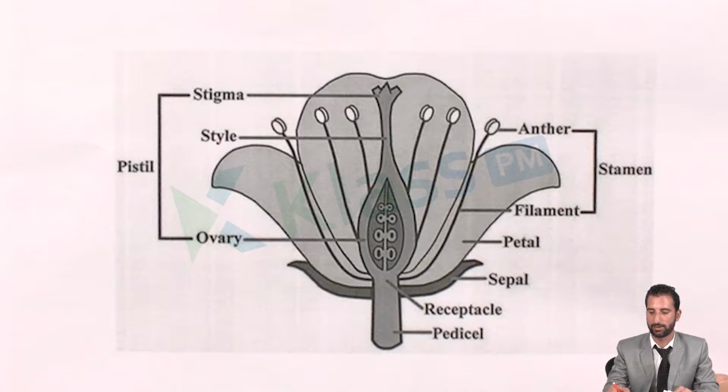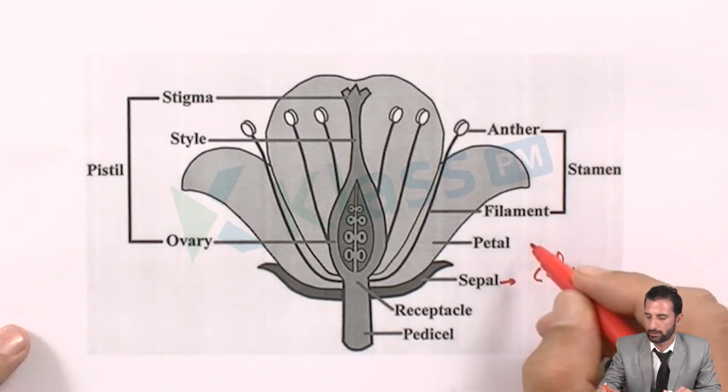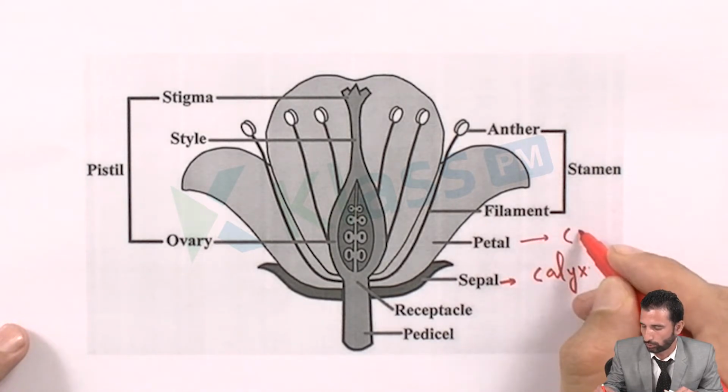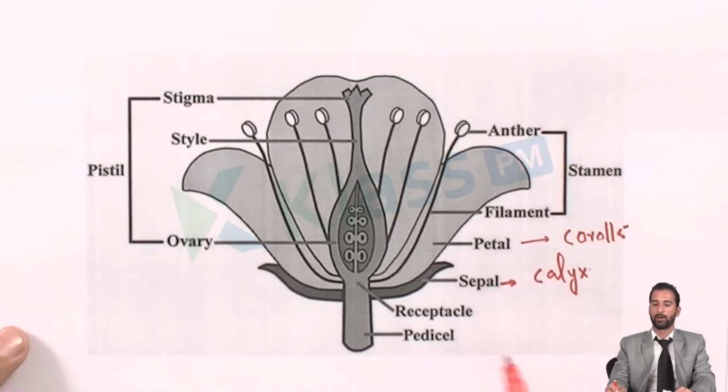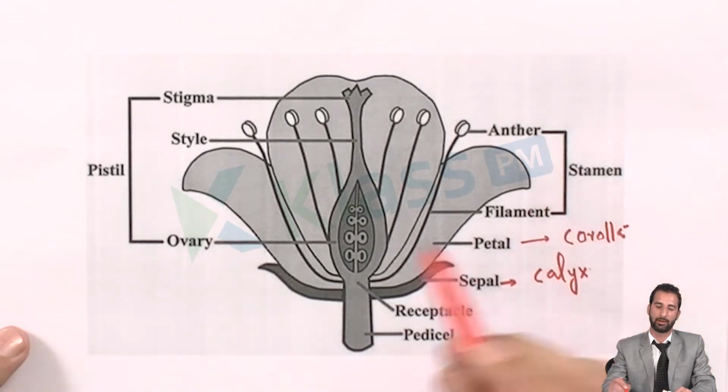This is the pedicel, the stalk where the flower is attached to the plant. This is the first part of the flower, which is called the sepal. The sepal is also called the calyx. The next part, next to the sepal, is the petal, also called the corolla. So guys: sepal, petal, then stamen, then carpel.